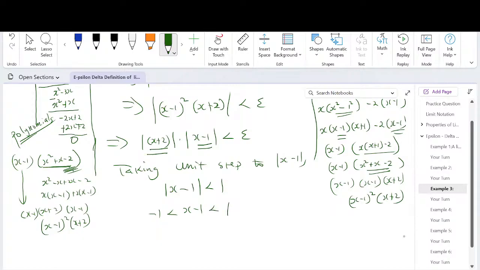Since I want to get the value of x, I can just add 1. I'll add 1 here, here, and here. As I do this, this will give me 0, and 0 will be less than x, and this will be 2. Just like what we did the other time, it's pretty easy. I think you can follow that, right?